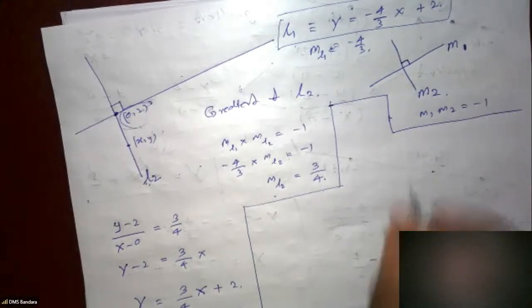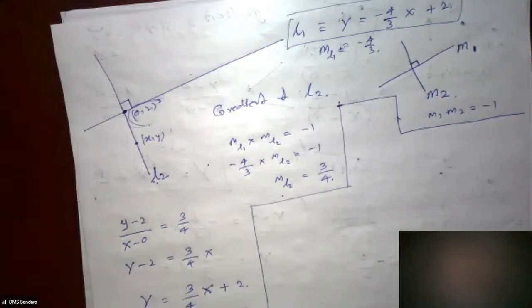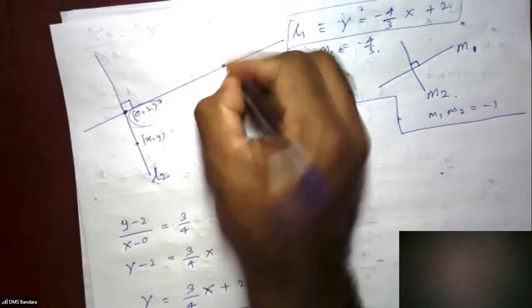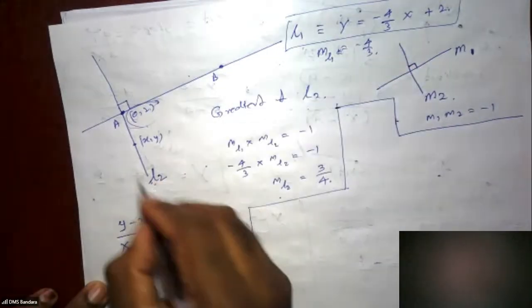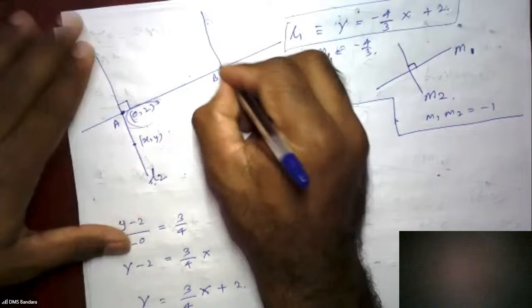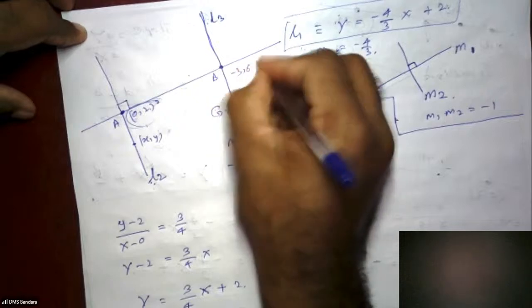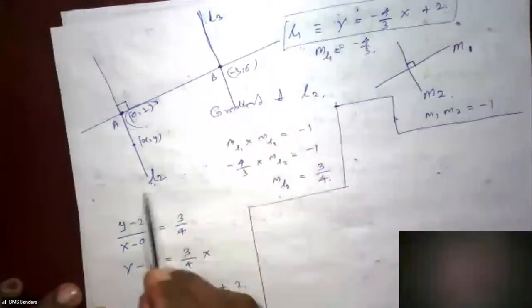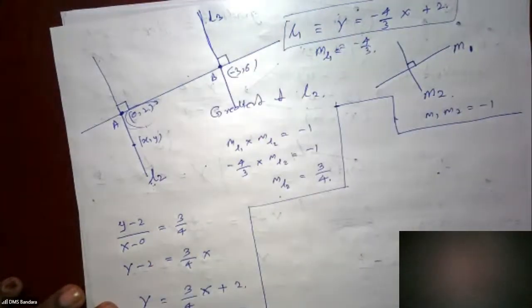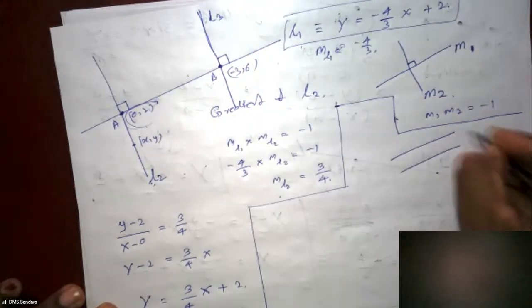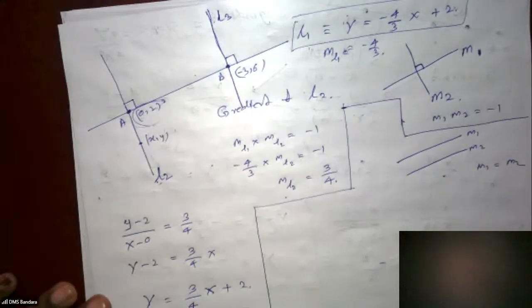Now the third part: there will be a line L3. L3 passes through the point B. Now B is here, point A, point B, and parallel to L2. This one is L2, and this is L3, going through minus 3 comma 6. L3 is parallel to L2, which means L3 is perpendicular to L1. If two lines are parallel, the gradients of the two lines are the same.